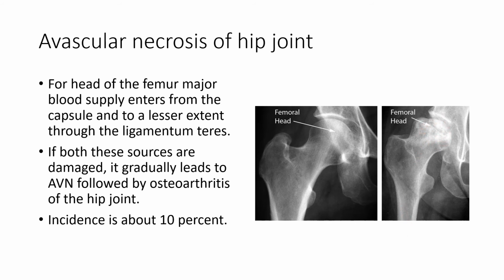So for the head of the femur, major blood supply enters from the capsule and, to a lesser extent, through the ligamentum teres. If both these sources are damaged, it gradually leads to avascular necrosis followed by osteoarthritis of the hip joint. Its incidence is about 10%.